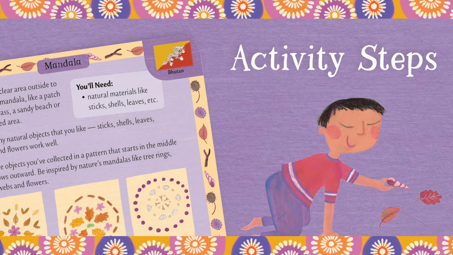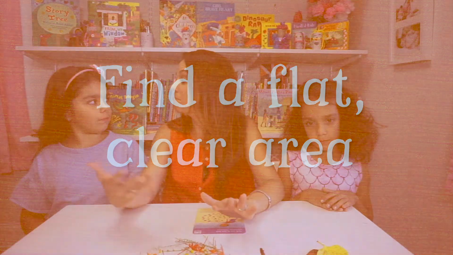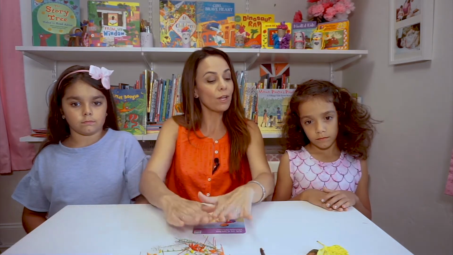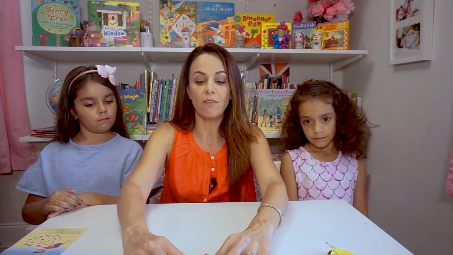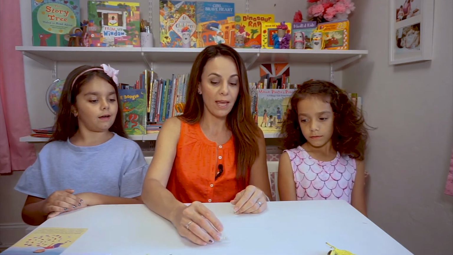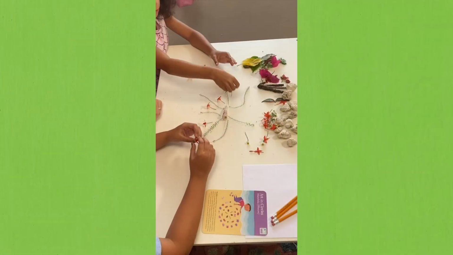First, to make your very own mandala, you should find a flat, clear area outside, like a patch of grass or maybe a paved area like your patio. Now, we couldn't go outside today, so we're going to use our art table. You can do that too. Now, we place the objects in a pattern that starts in the middle and grows outward. So let's pick one thing that we want to be in the middle of our mandala. What would you like? Maybe the shell, since we only have one of them? Okay. And we're going to start making a pattern in circles going outward.